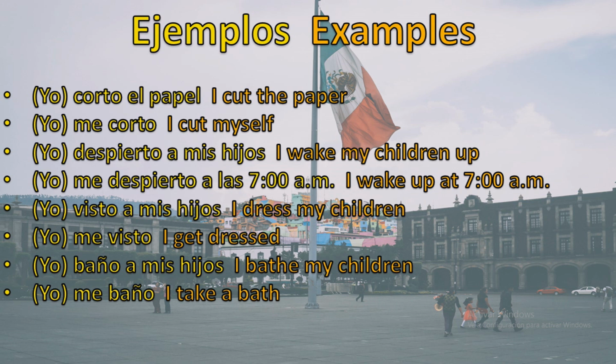And I say, yo corto el papel, I cut the paper. I don't have any reflexive verb here. But I say, yo me corto. So I cut myself, right? So in this case, I have a reflexive pronoun. Me is a reflexive pronoun. Yo me corto is like in English, I cut myself, okay?